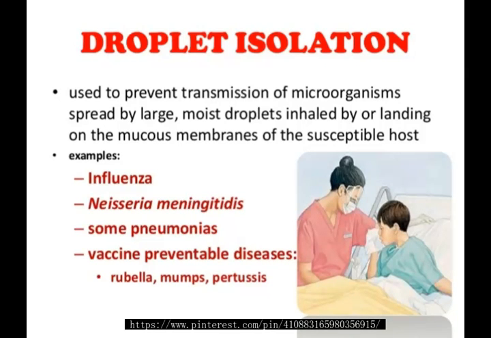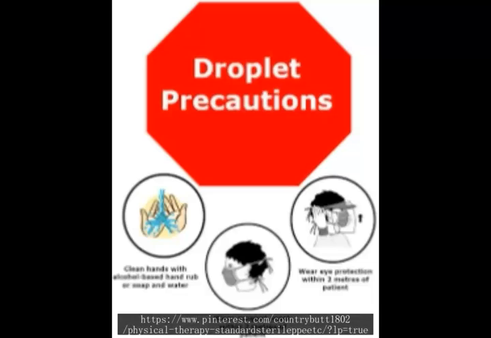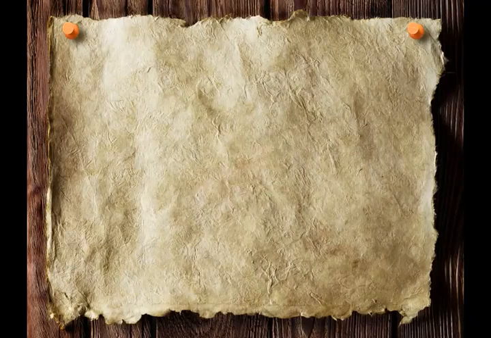If a patient with droplet precautions needs to be moved outside of the room, then the patient should also have a surgical mask in place. When the patient care is finished, these items are removed while still inside the room, hands washed, and then the nurse can continue on their duties.